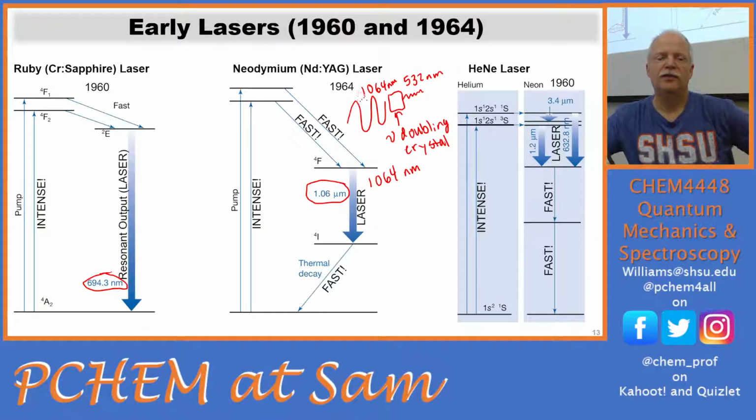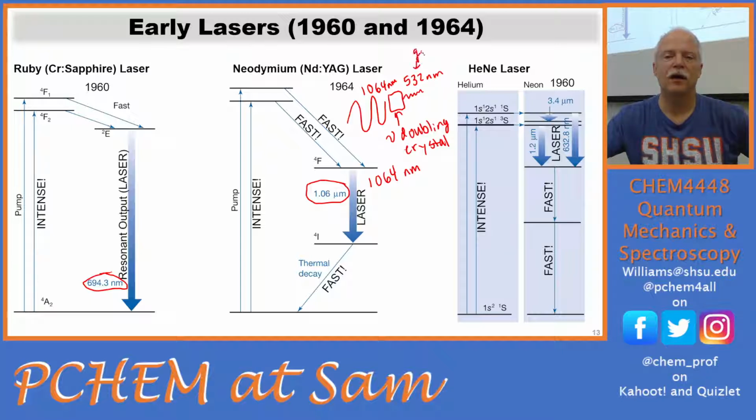So you take the 1064 light and you put it into this doubling crystal, and you get 532 nanometer light out, and that's deep green. So a lot of your green lasers are neodymium YAG lasers that are frequency doubled. Green is an energetic enough photon to cause fluorescence in a lot of materials, and so this is really good for forensic lighting.